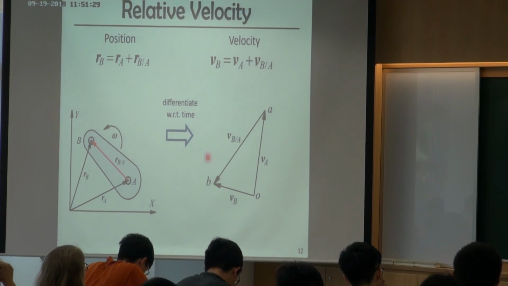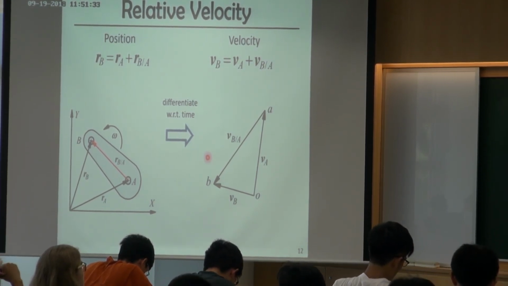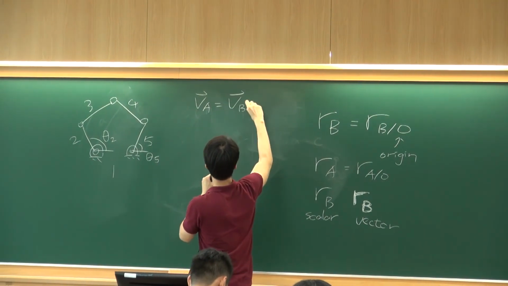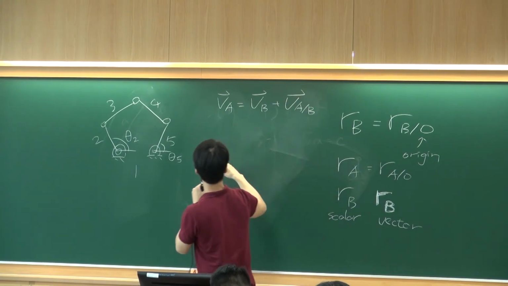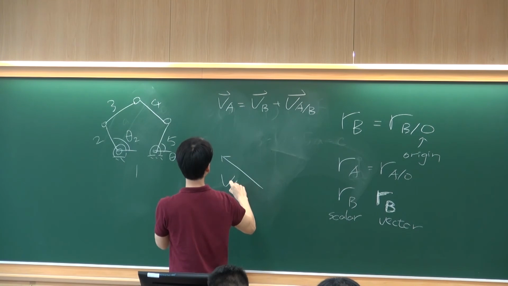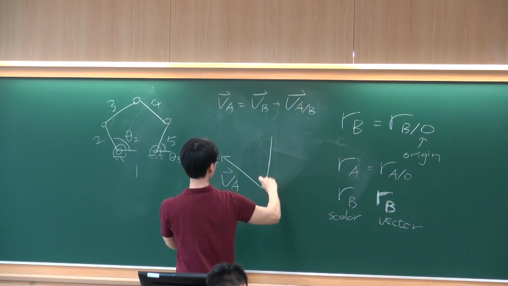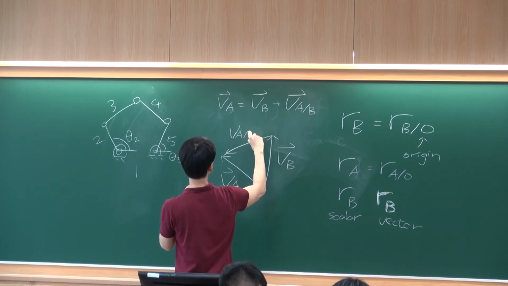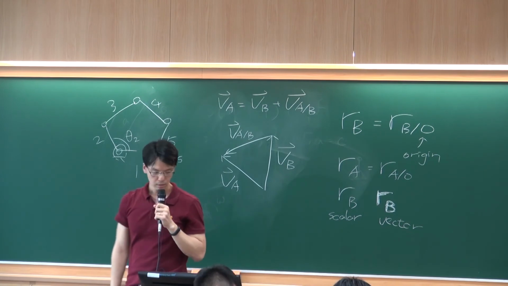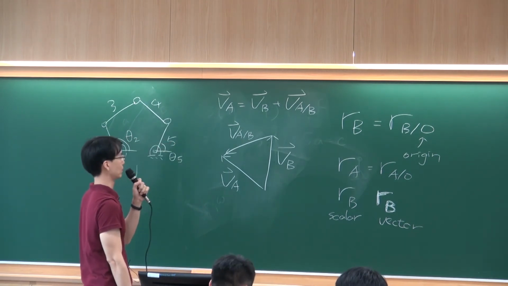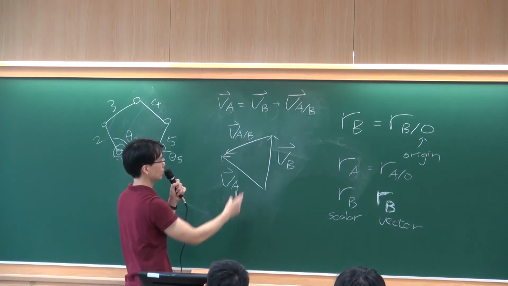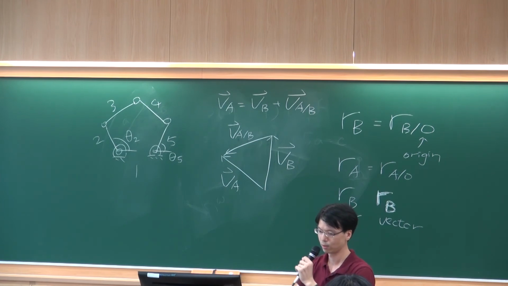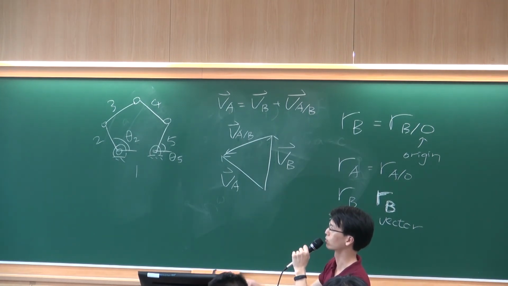Or sometimes you may want to represent it in a different way. You can also say VA equals VB plus the relative velocity of A to B. Very similar to the one on the slides, but you just use a different relative velocity. One is VBA, one is VAB.